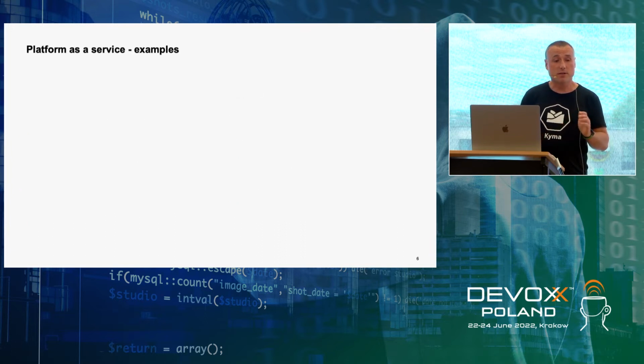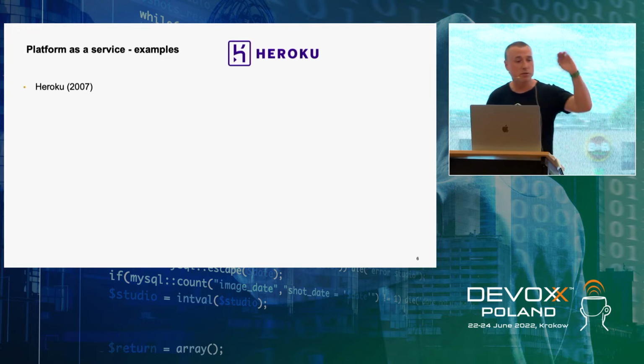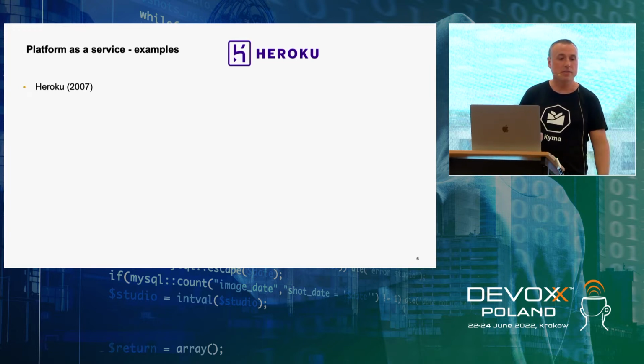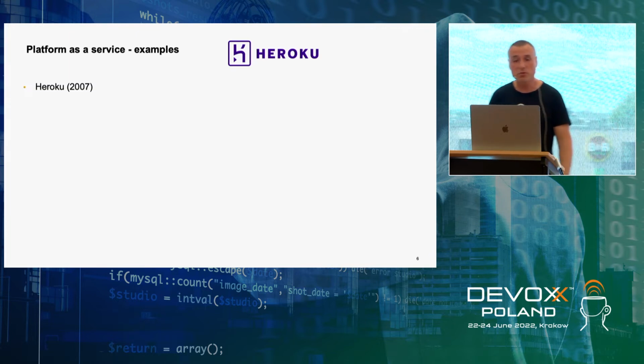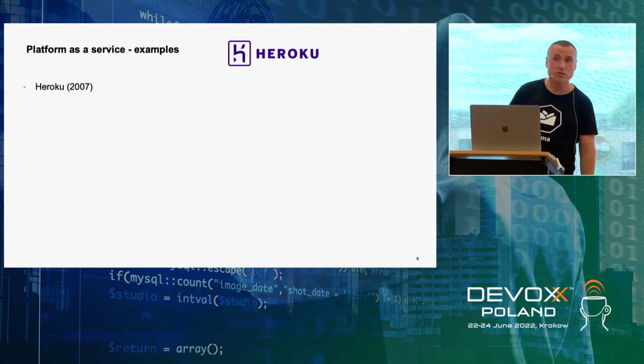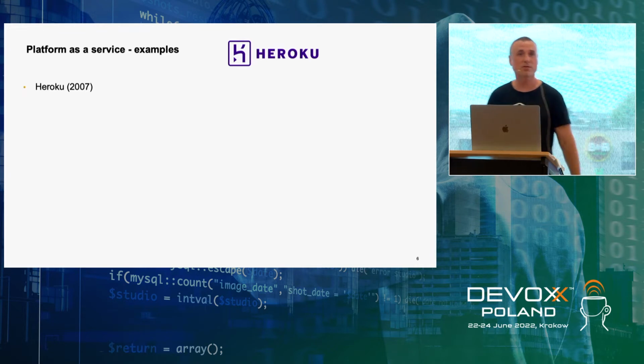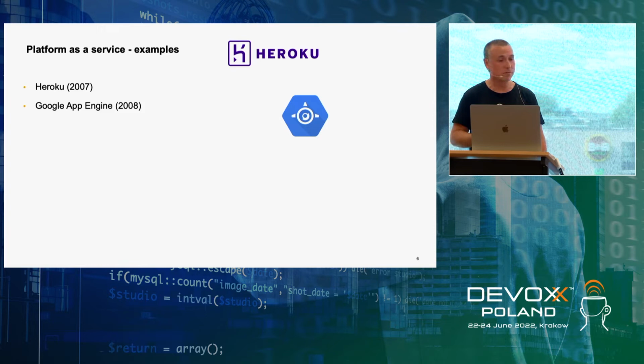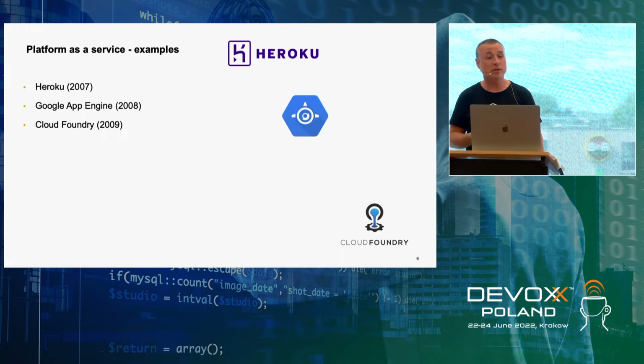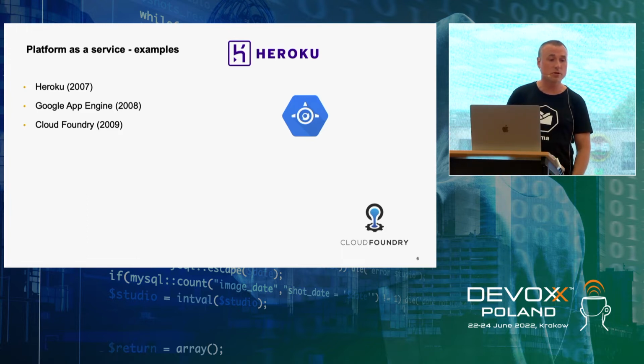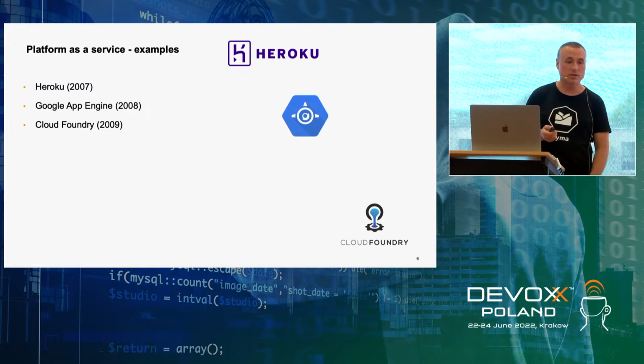And some examples. So I start from the beginning of the history. The first platform I used was Heroku in 2007. It was 6 years before Docker was invented. So that's some history. Google App Engine next was the most popular one. Cloud Foundry appeared in 2009. It's also before the Docker era, so it's a long time ago. And this was the first open source platform that many providers adopted.